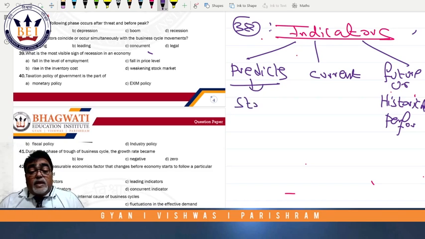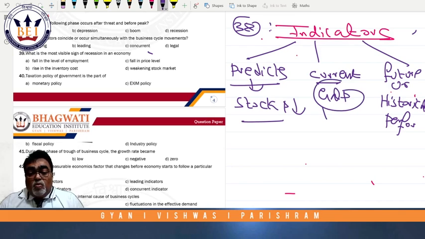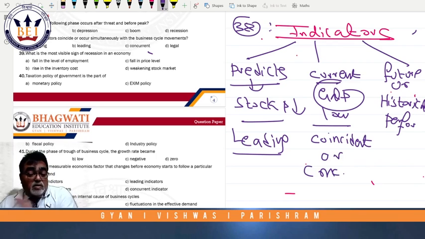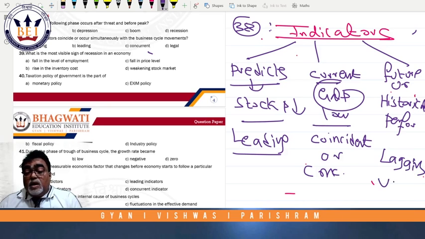Predicts: some indicators, say stock prices falling. So obviously, in the current situation, GDP is low. So what predicts is the leading indicator, which leads. Coincident is what is happening at present, or concurrent. And future, or historical performance, is lagging. What is that? Unemployment is huge, interest rate is huge.